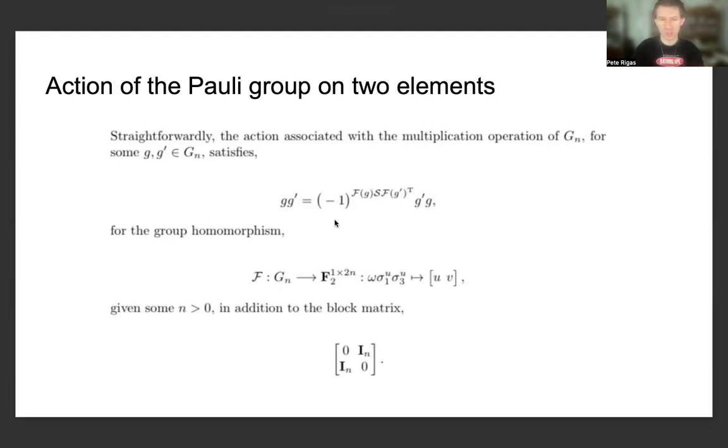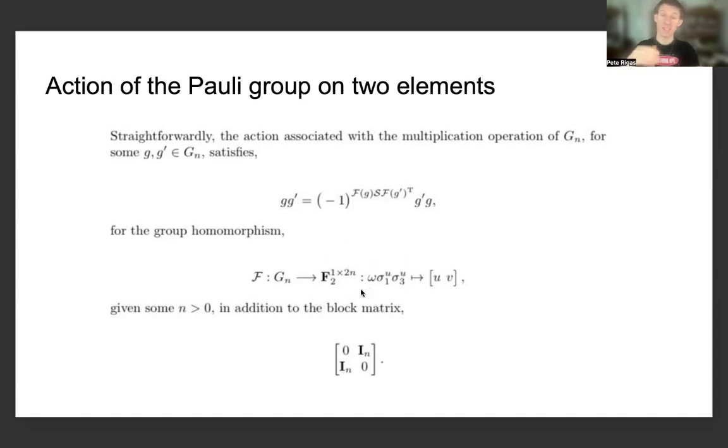where this group homomorphism that's appearing in this exponent script f is given by a mapping from the polygroup into the space of columns, or sorry, of rows, where each one of the rows of this 1 by 2n finite dimensional representation is taken over the base field with two elements.